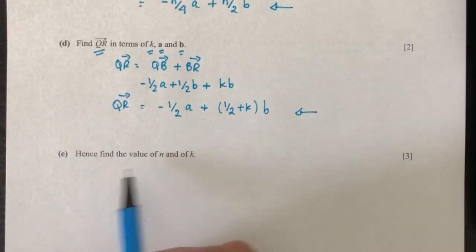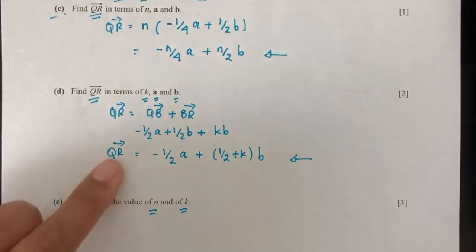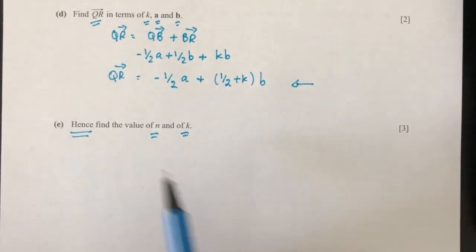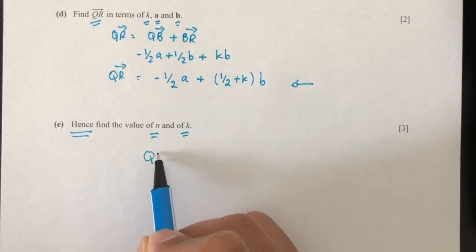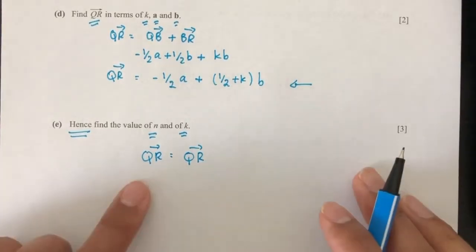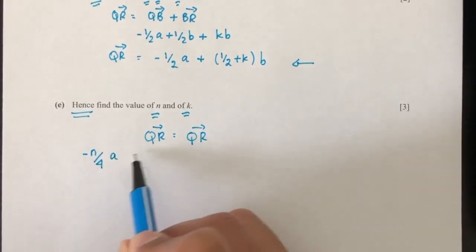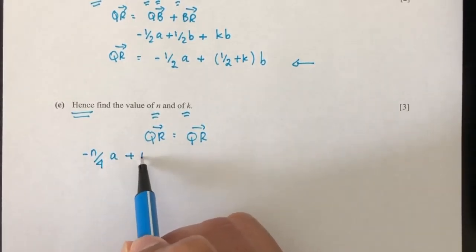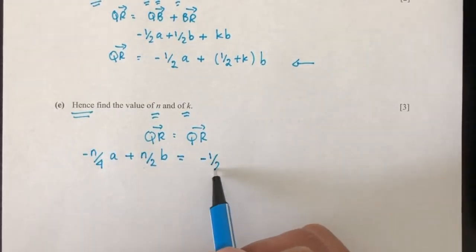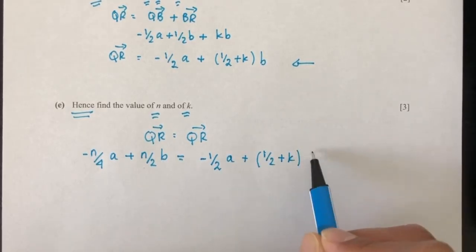Now next question, to find the values of N and K. So when you see hence, you have to use the previous answers. So QR is equal to this, QR is equal to this. So find the values of N and K. As you know, QR is equal to QR. On one side we have minus N over 4 A plus N over 2 B, equal to this one, which is minus half A plus (half plus K) B.